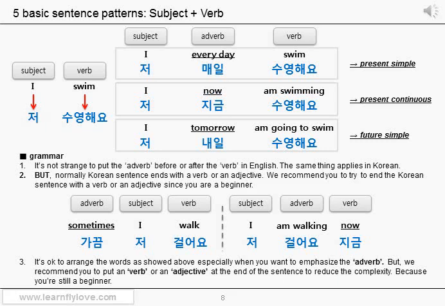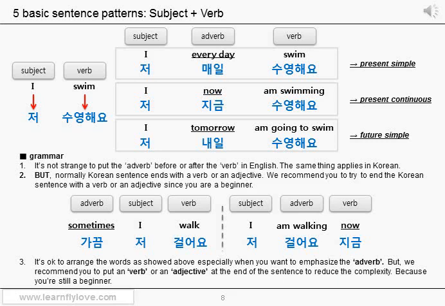저 swim. 수영해요. 저 수영해요. The sentence 저 수영해요 looks like being in the present simple tense. But in Korean, it can mean both present simple and present continuous, maybe future simple too. Therefore, it will be much clearer if you add an adverb such as now, every day, tomorrow, and etc.